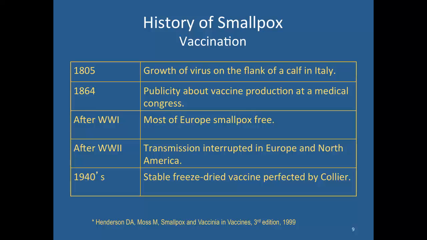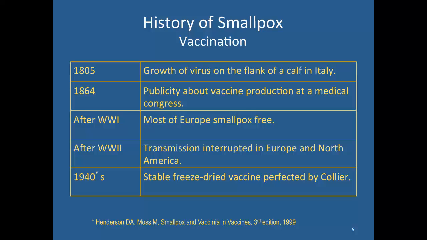And by the Civil War in the United States, publicity about the vaccine production was at the medical congress and basically was starting to get accepted within the medical framework as a method that was used. By World War I, most of Europe was smallpox-free as a result of these. By World War II, transmission was interrupted in Europe and North America.